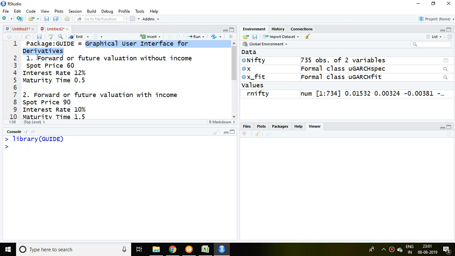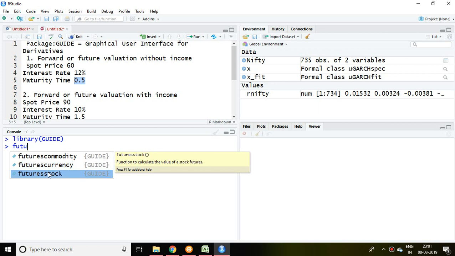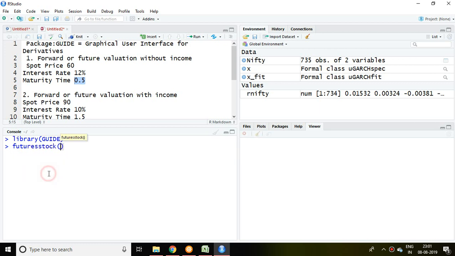After that, I'm going to calculate future or forward valuation without income method, in which spot price is 60, interest rate is 12%, and maturity time is half year. So I write here future. As soon as I write future, we find these options. Out of that, I'm going to calculate future stock value. So I click on future stock and then I press enter.